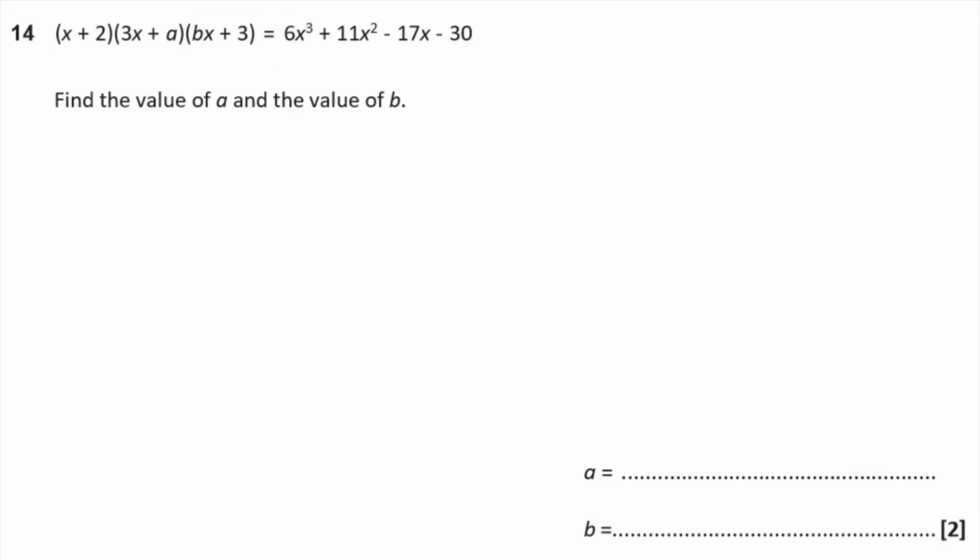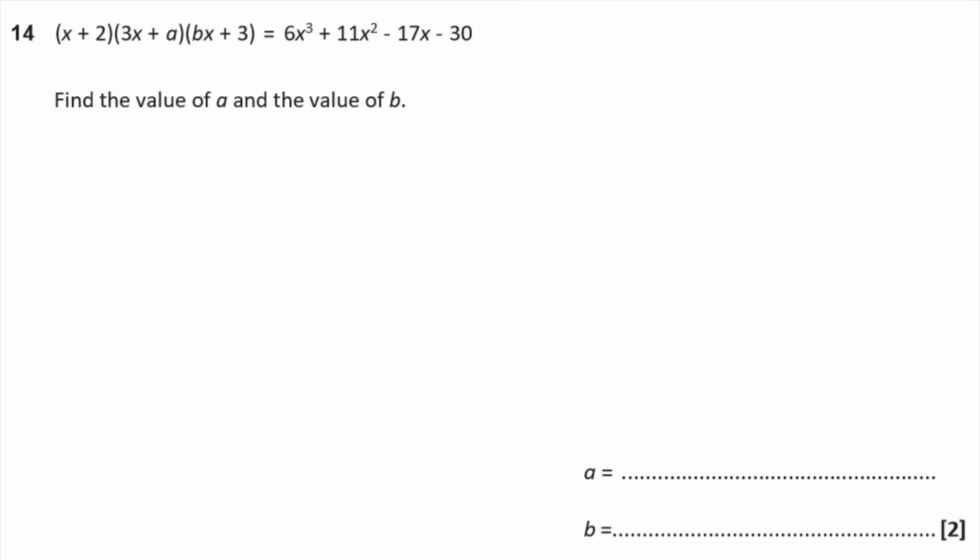We've got (x + 2)(3x + a)(bx + 3), and that's equal to 6x³ + 11x² − 17x − 30. And we need to find the values of a and b. Now I think what we're going to do here, we've got triple brackets, which I'm going to try and multiply out as best I can and then compare them with the other side to see if I can work out the values of a and b, using a technique called comparing coefficients.